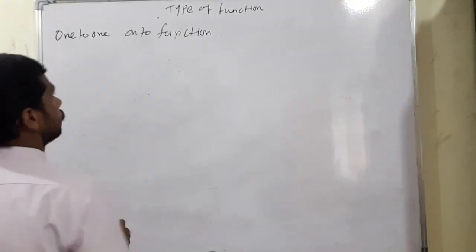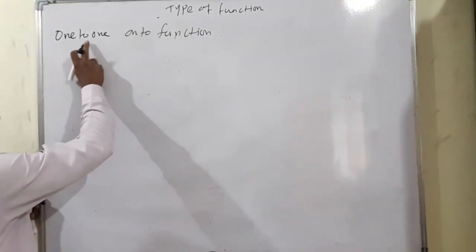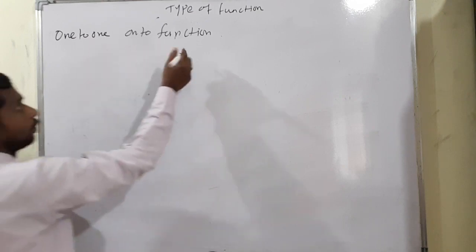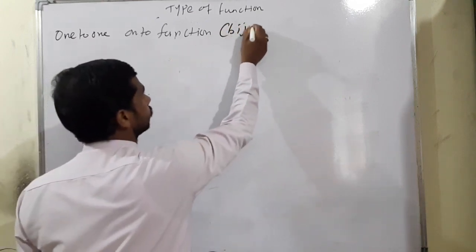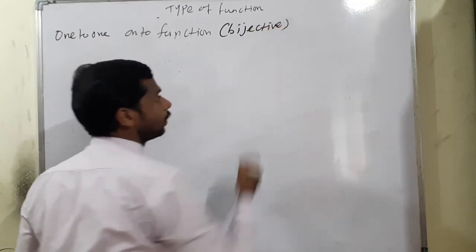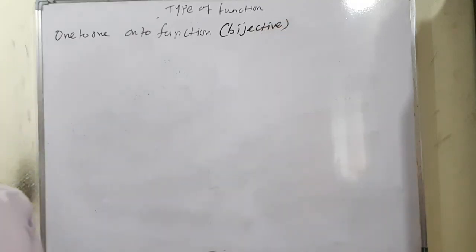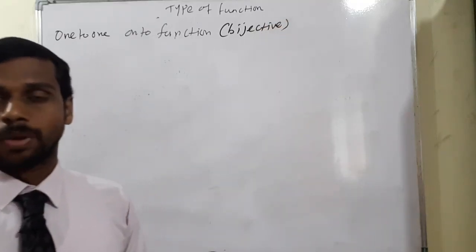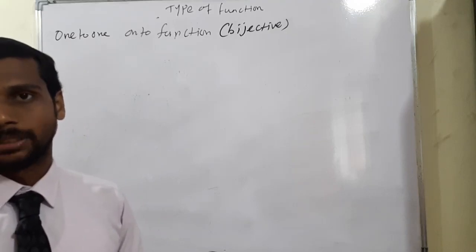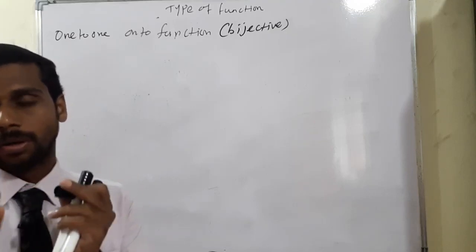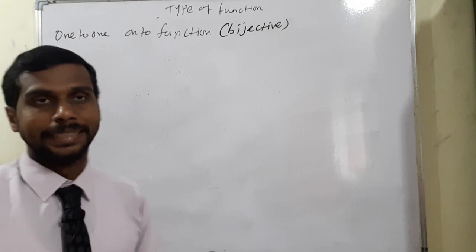So moving to another type of function, that is one to one and onto function. Both mixed together is called bijective. Already I told you one to one has another name, injective. Onto has another name, surjective. So one to one and onto merged is called bijective.